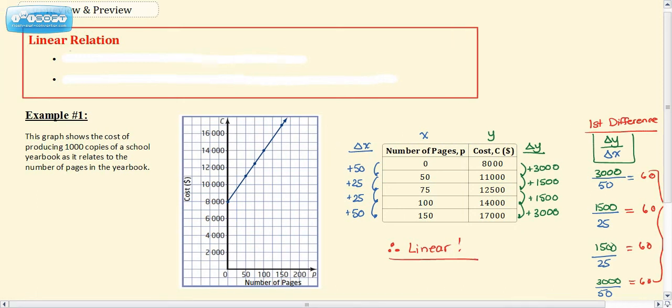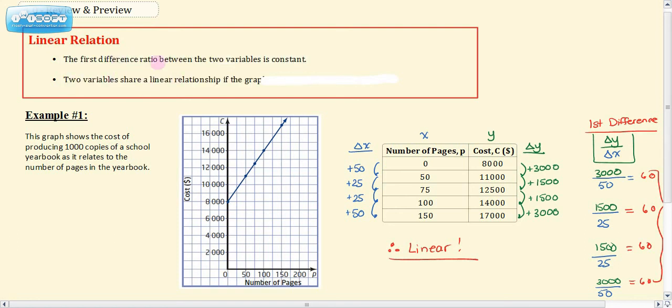Okay? So the first point I'm going to put under here is that for it to be a linear relationship, the first difference ratio between the two variables is constant. The second way, which I've also uncovered, is that I can just look at the graph, and if you can see that the two variables create a line on the graph, then it is also a linear relation. So whether the first difference is constant, or the graph is a straight line, then the relationship between the two variables is a linear relationship.